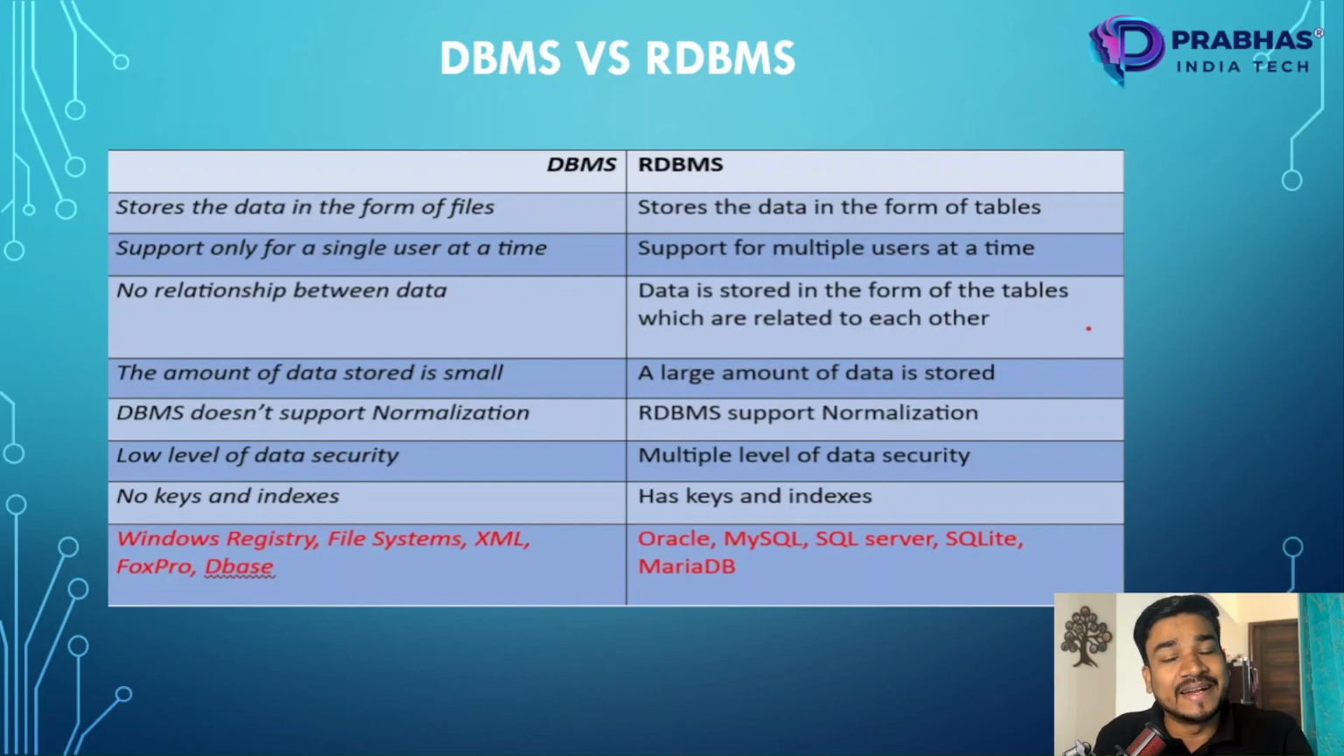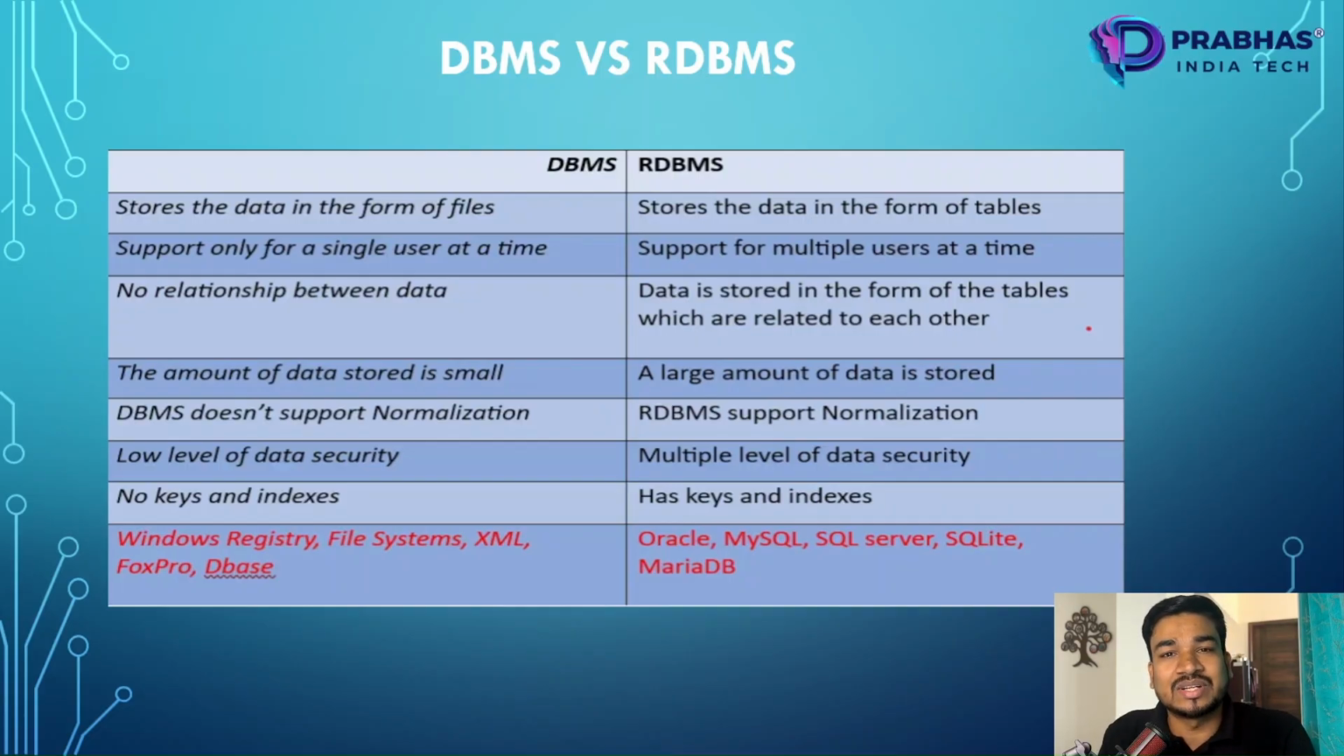Also we can create indexes in an RDBMS to fetch the data within a fraction of a second. When we apply an index and want to select data from any one of the tables, we get the data within a fraction of a second. So that is the RDBMS, but in a DBMS it's not possible. So that is the main difference.